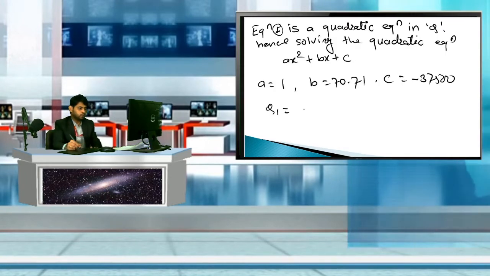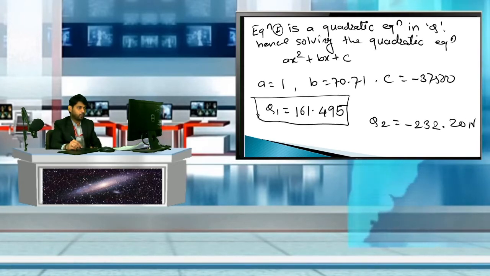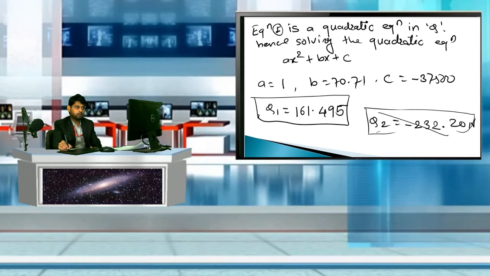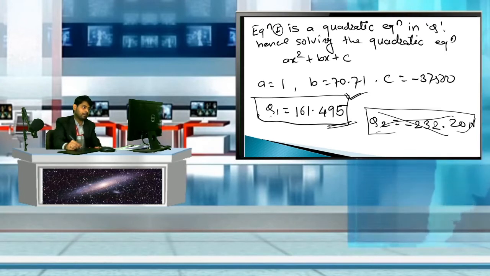You will get the value of q in two forms, that is q1 is equal to 161.495 and q2 is equal to minus 323.20 Newton. So here you get two values of q, one is positive and one is negative. Always you have to consider the positive value, negative value we cannot take. So this is the value of q, the component of force.